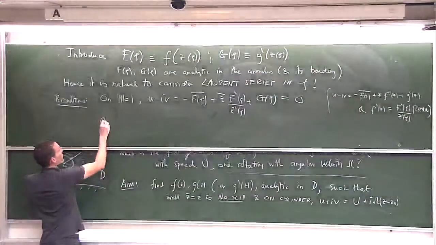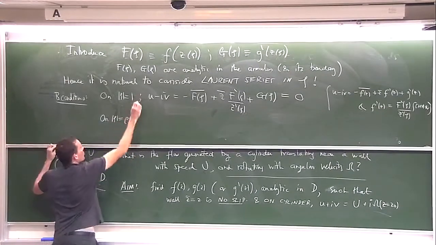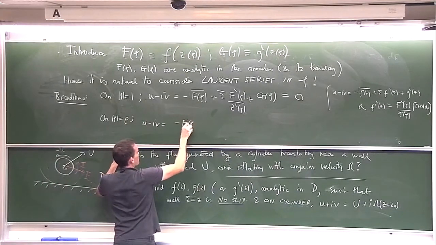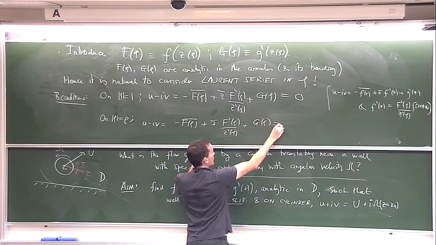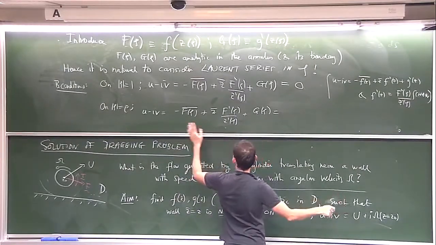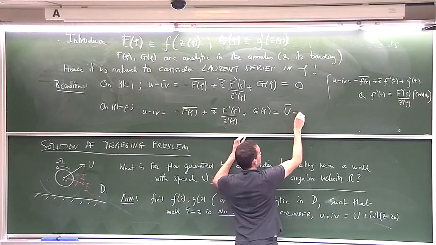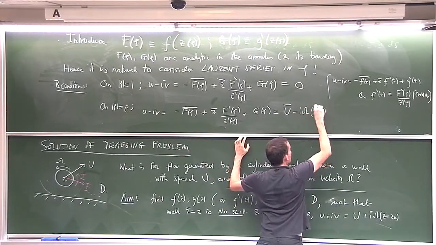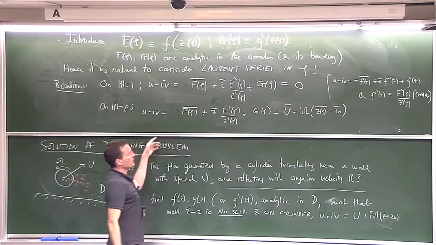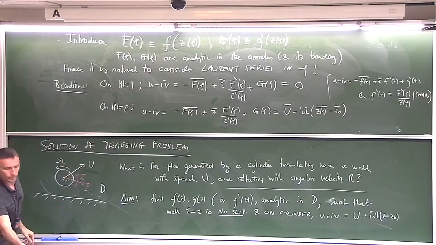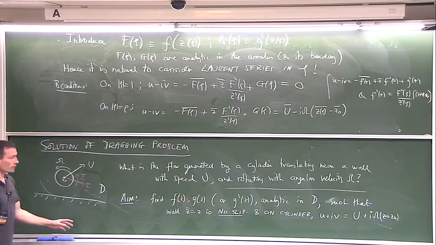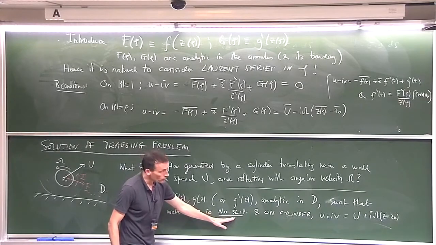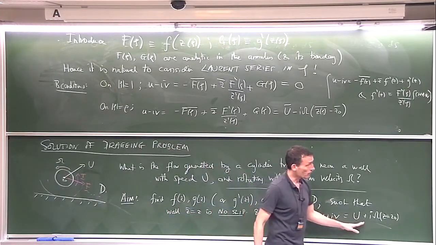And then remember, on the other one, u minus iv, which is minus F, same thing, is the other thing, except it's u minus iv. I've just used this boundary condition, the no slip on the wall, which is the unit circle, and this condition on the cylinder, which is this rho circle.